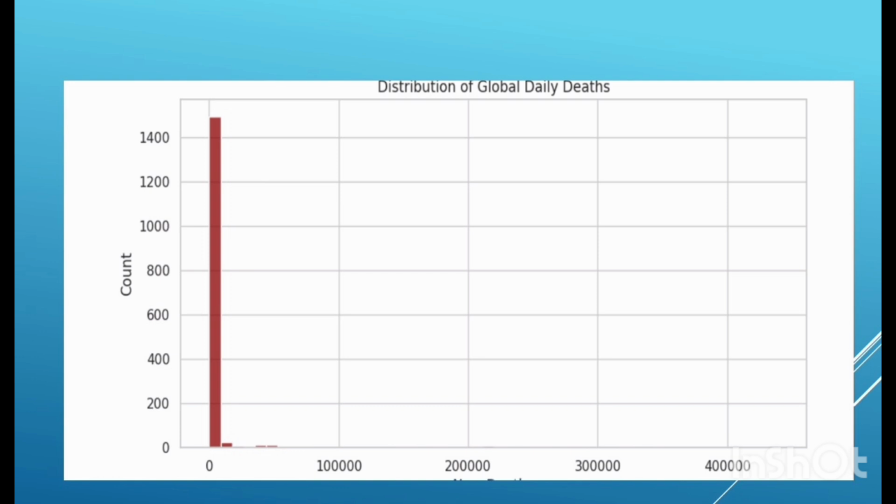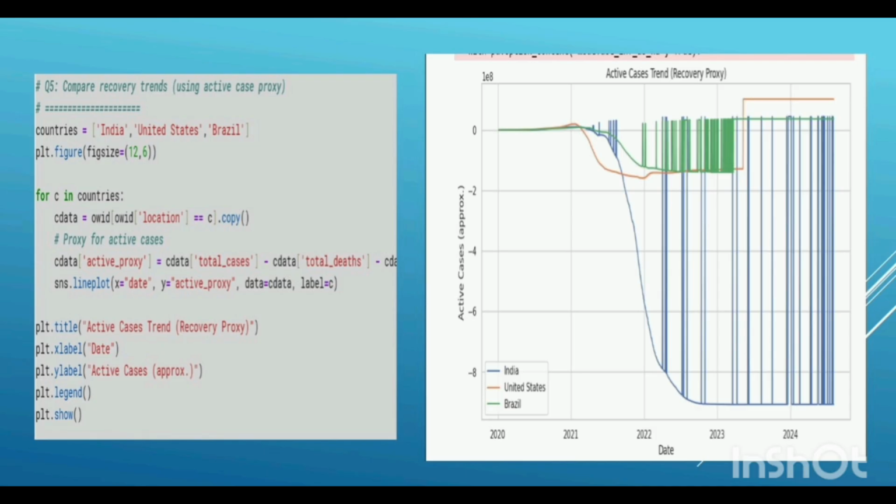Recovery trends using an active case proxy. Since recovery data was not directly available, I used an active case proxy: total cases minus deaths and fully vaccinated people. I applied this method to India, USA, and Brazil. The line graph showed active cases peaking sharply during outbreaks but then declining as vaccination campaigns expanded. This comparison made it very clear that vaccination was key to recovery, reducing the number of ongoing active infections in all three countries.